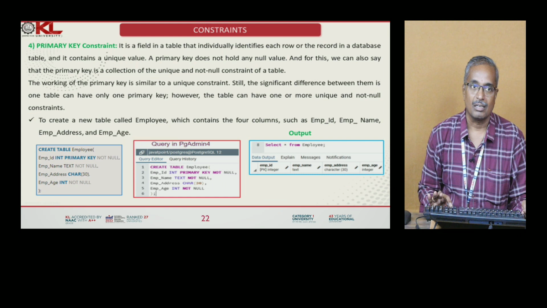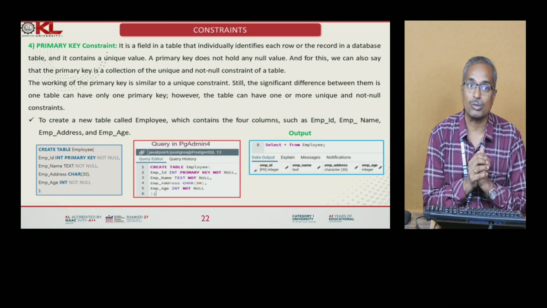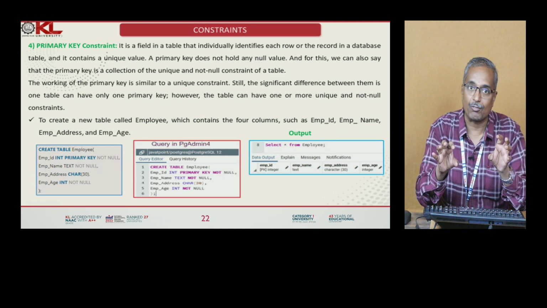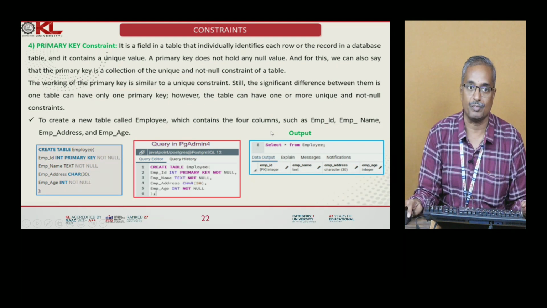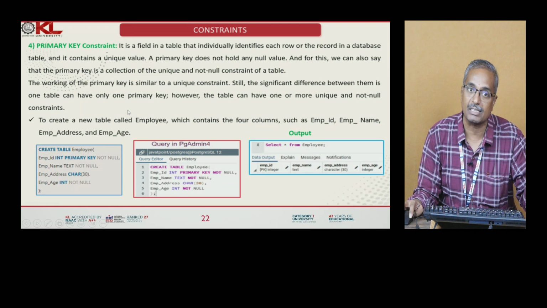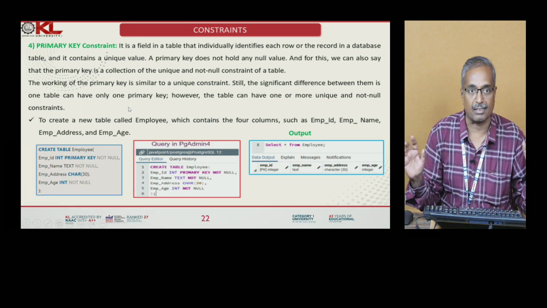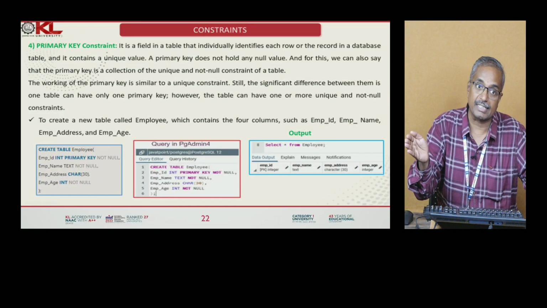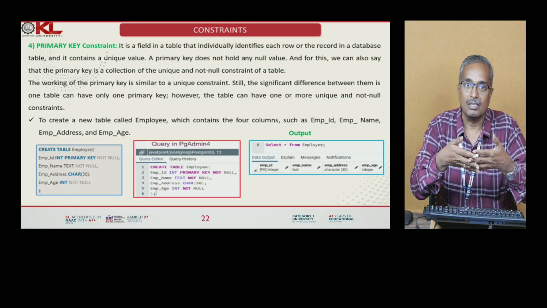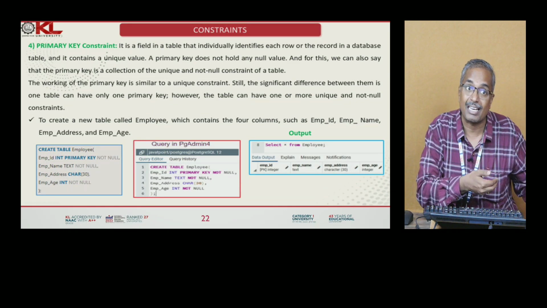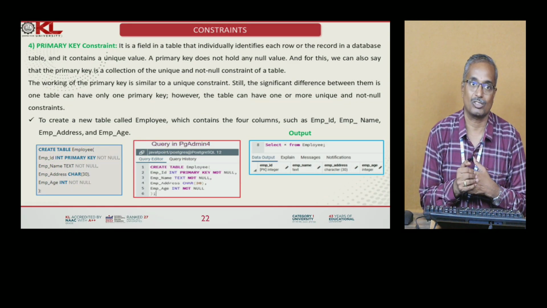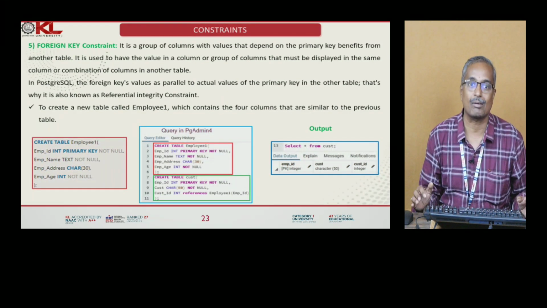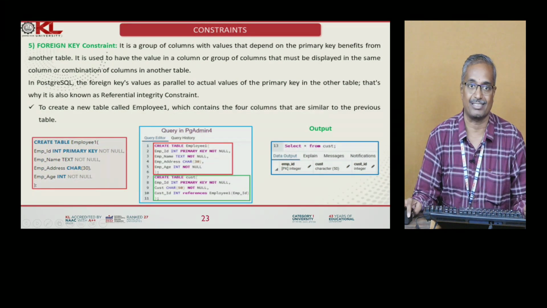The next one, and one more use by using the primary key. If you want to make a relation from one table to another table, for example, employee 1 table is there, employee 2 table is there, to make a relationship from the first table to the second table, at that time the primary key is required. I can give some more clarity in the next constraint, that is the foreign key constraint.